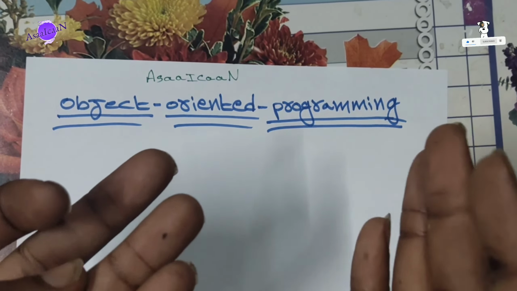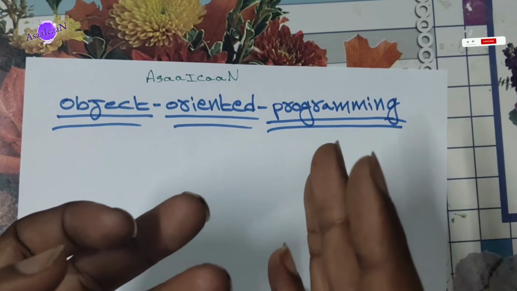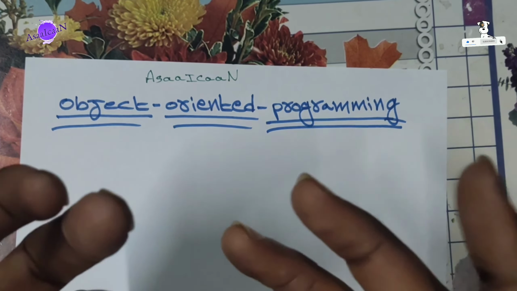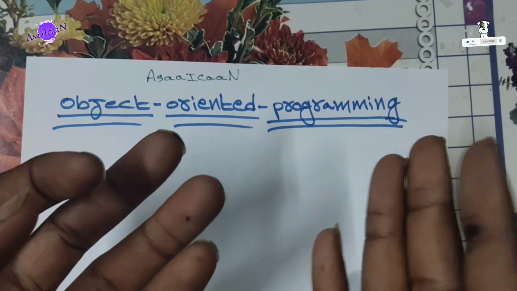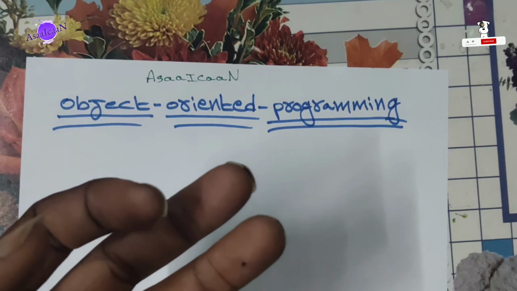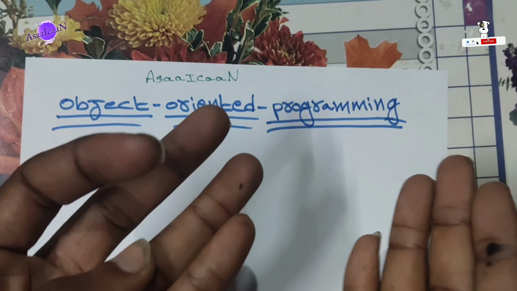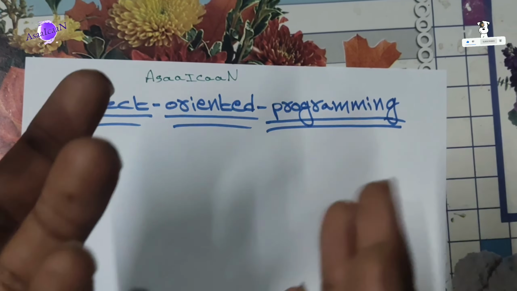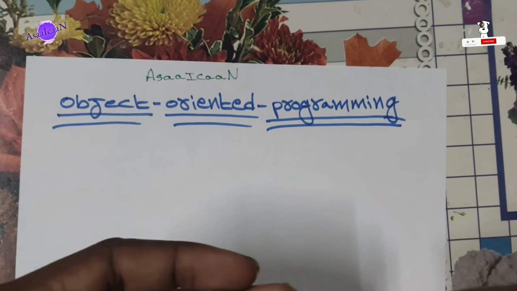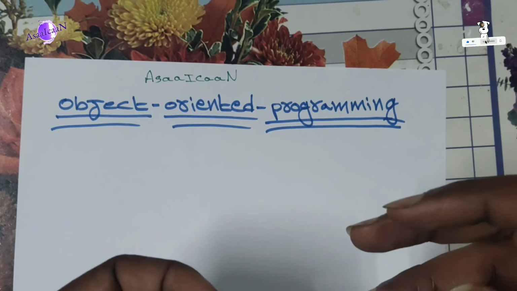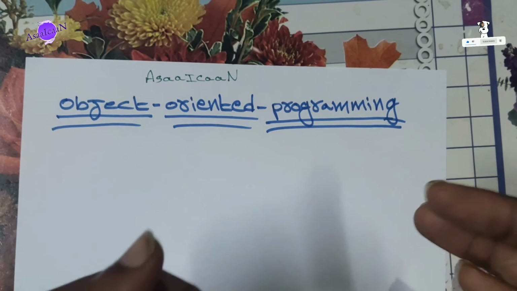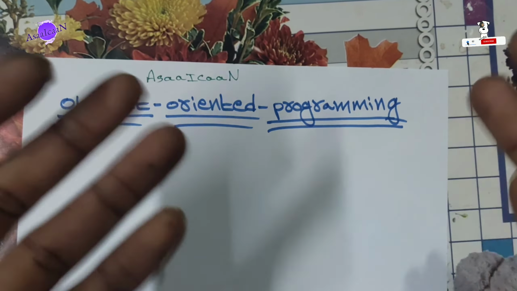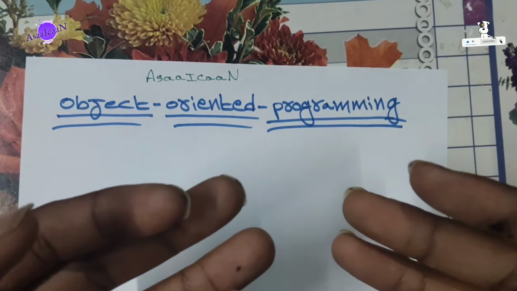Object oriented programming helps programmers write programs that are easy to understand and can be used again in other projects. Easy to understand means the code is organized and clear. Now, what is reuse? Reuse means the same code can be used again without rewriting it.